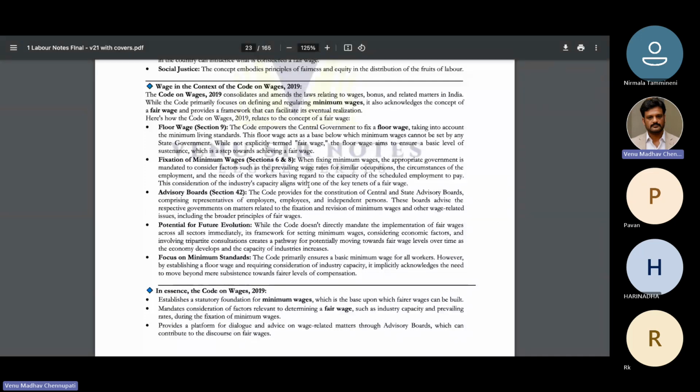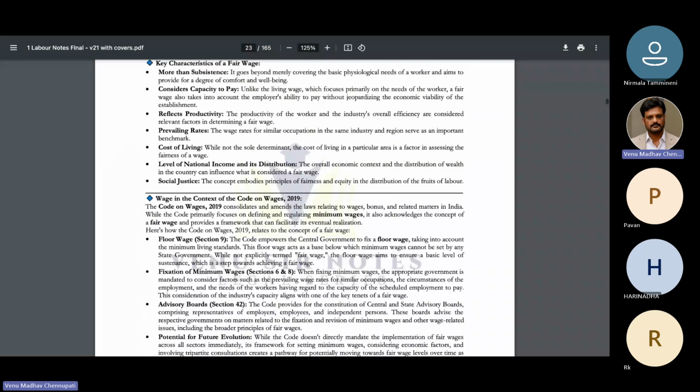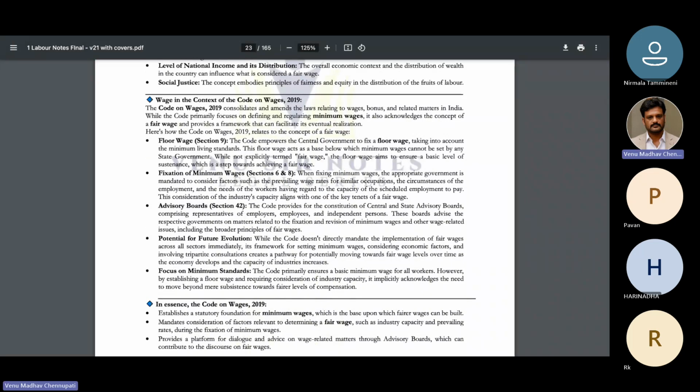They take into consideration whether the employer can pay without jeopardizing the economic viability of the establishment. And fair wages is also mentioned in advisory boards, which is section 42. The code for constitution of central and state advisory boards comprises representatives of employers, employees and independent persons. The board advises the respective governments on matters related to fixation and revision of minimum wages and other wage-related issues, included in the broader principles of fair wages.